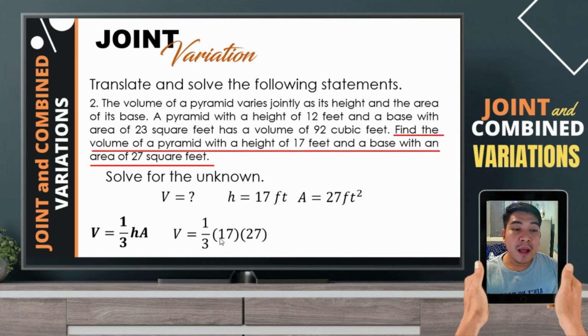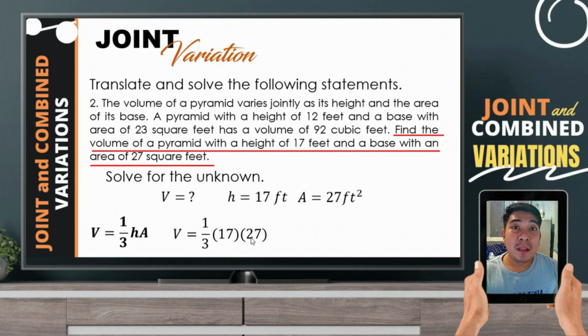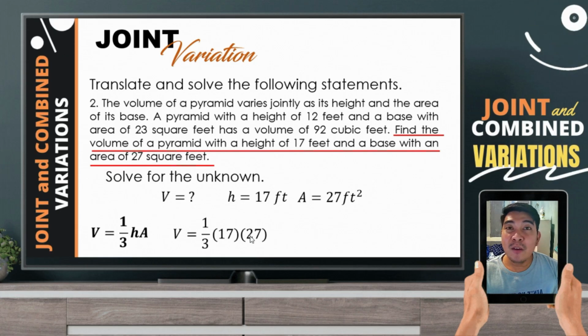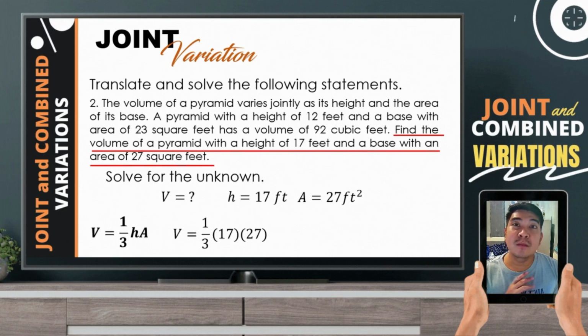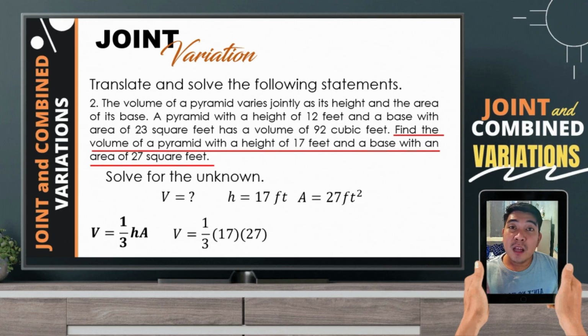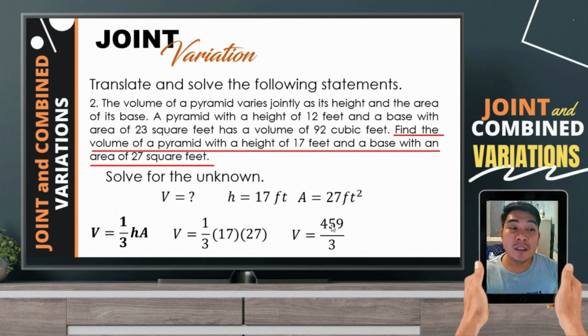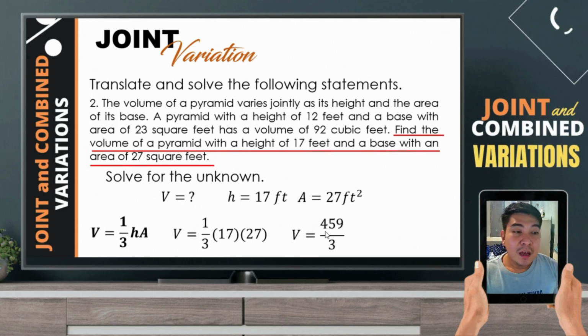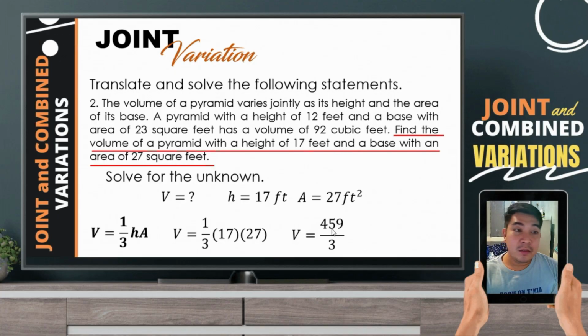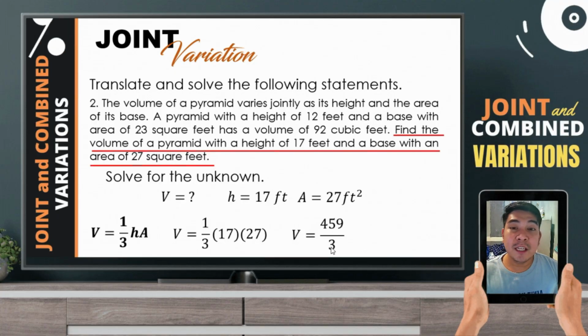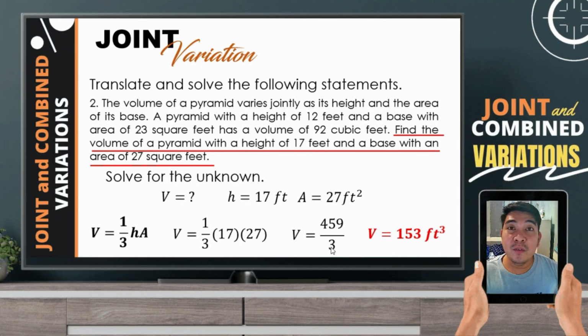If we are going to multiply, take note that these two, 17 and 27, are whole numbers and they do have denominators of 1. So in multiplying fractions, we just need to multiply all the numerators followed by the product of the denominators. So 1 times 17 times 27 divided by 3. And that will become v is equal to 459 over 3. 459 is divisible by 3. 459 divided by 3 is simply 153.